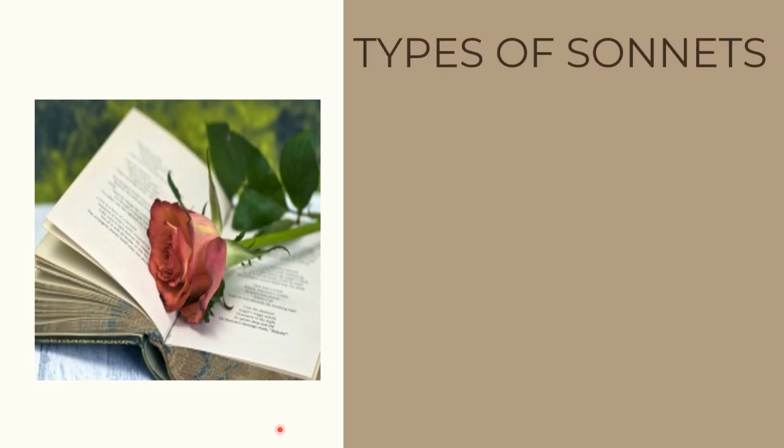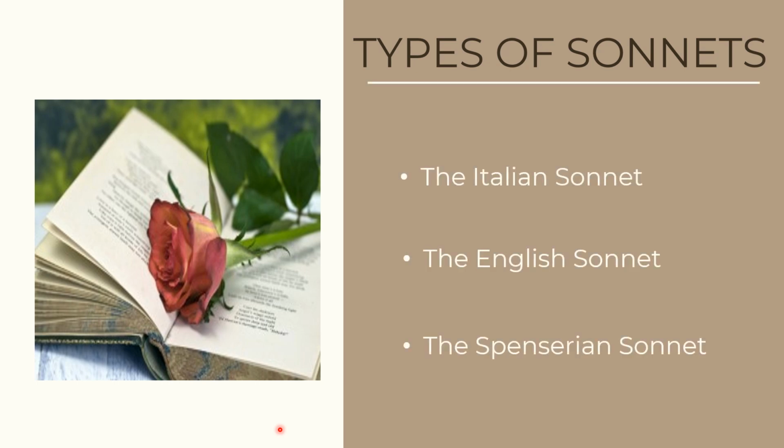Types of sonnets. The sonnets are mainly of three types: the Italian sonnet, the English sonnet, and the Spenserian sonnet. The major difference between these sonnets is of their structure, and as we have seen in the previous definition, the sonnets have an intricate, that means a complicated, rhyme scheme. So the rhyme scheme of these sonnets differ from one another. We can see each of these types one after the other.